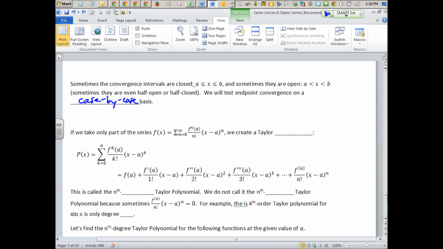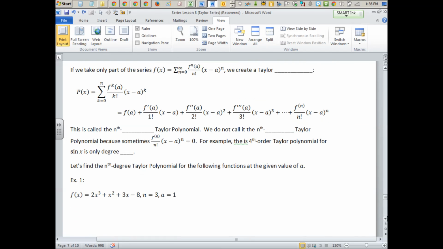Okay, and then tomorrow I'll talk to you about how to create a Taylor polynomial. A Taylor polynomial is basically a polynomial that models a portion of a function. It's kind of like tangent line approximations, only it's a polynomial approximation of a curve. Okay, so we're going to pick it up from right here tomorrow.